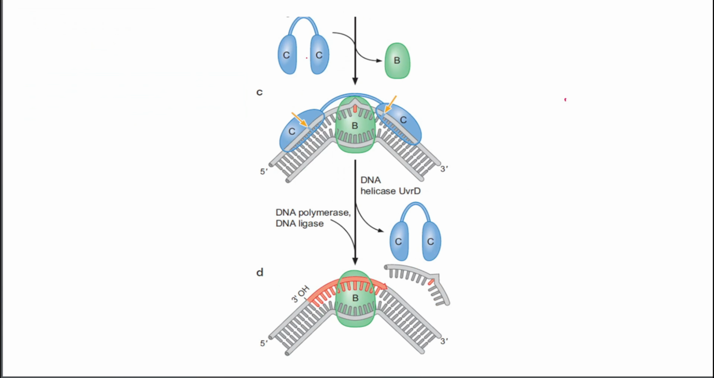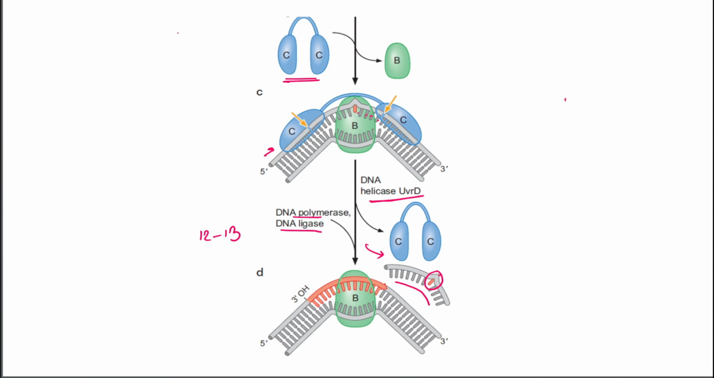Then UvrB recruits UvrC, and UvrC creates two cuts: one 4 to 5 nucleotides 3' to the lesion and another 8 nucleotides 5' to the lesion. The lesion-containing strand is removed from the DNA, and this is the removed DNA with the lesion, by the DNA helicase UvrD. The result is a 12 to 13 nucleotide long gap. Finally, DNA polymerase and DNA ligase fill the gap.